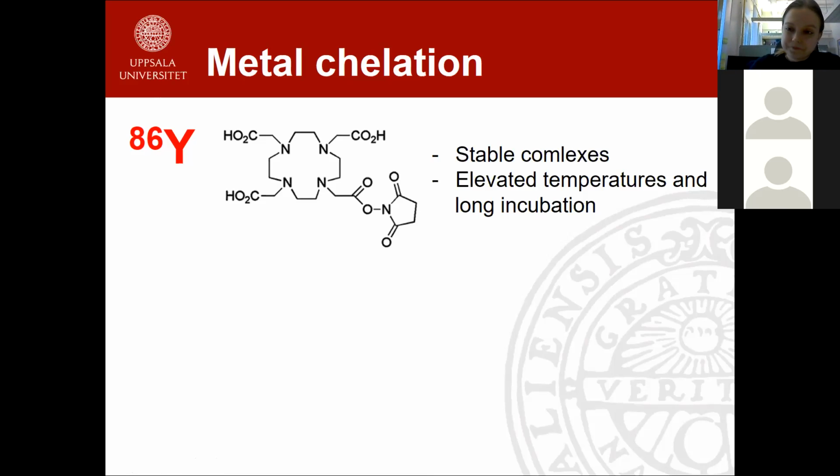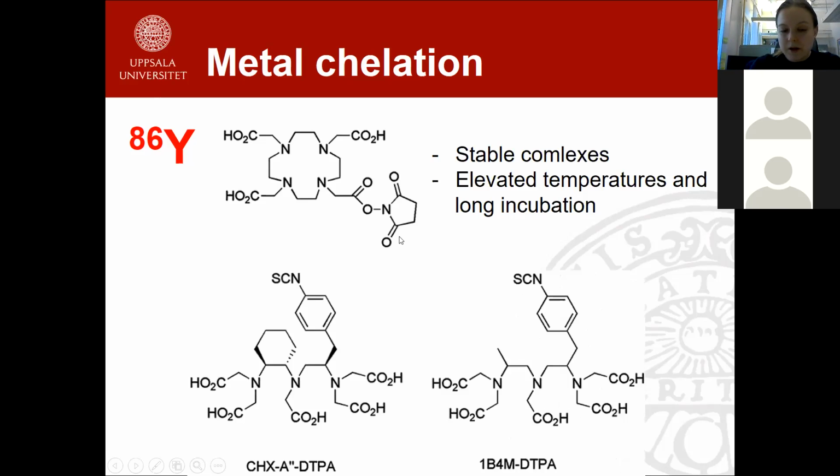So something that we need to consider is the conditions of our labeling, what temperatures and what time we use. So this chelator is not very optimal, but there are some other chelators for yttrium 86 that are more optimal, for example, these acyclic chelators such as DTPA.